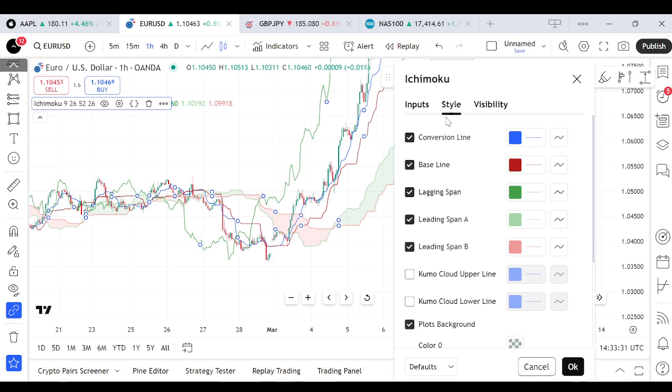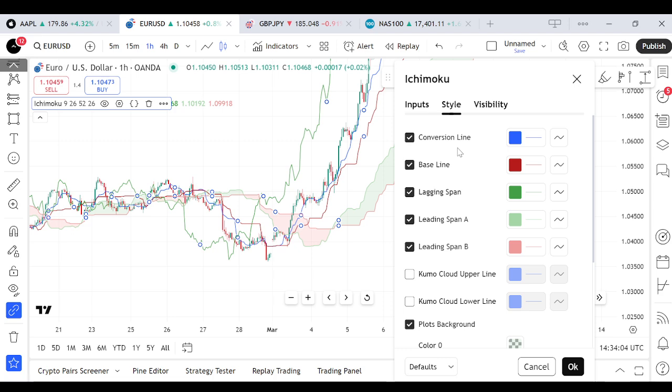The first two lines are the conversion and baseline, and these are the blue and the brown line. As you can see, the blue line is the conversion line, the brown line is the baseline. The conversion line is calculated using the highest high and lowest low over the past 9 periods, while the baseline does the same over the past 26 periods. These lines act like moving averages but are more dynamic, helping you gauge short and medium term momentum.